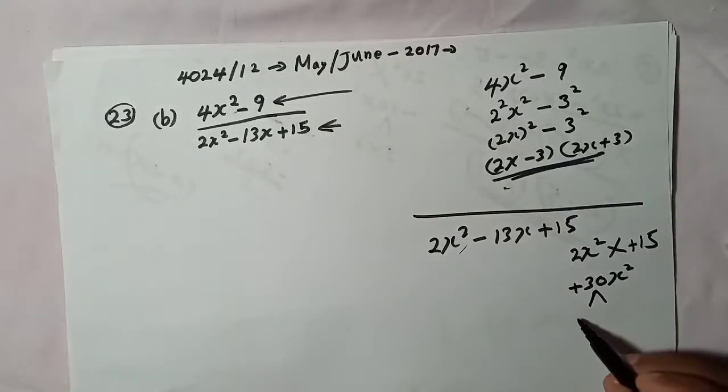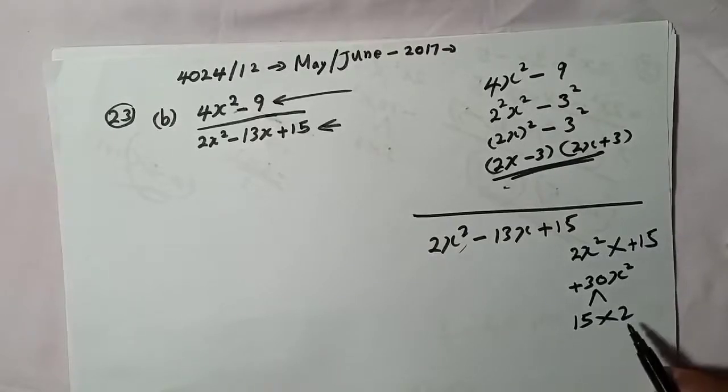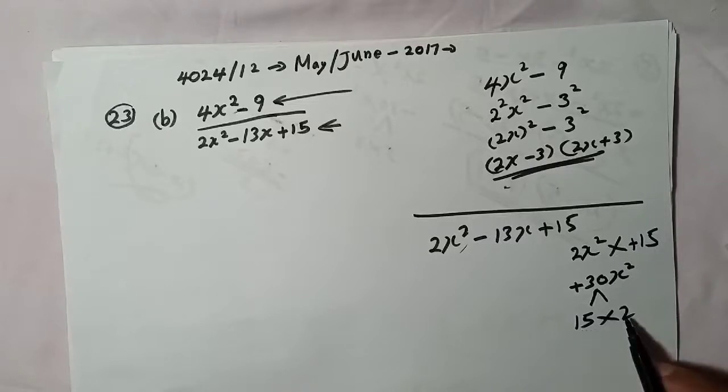So I can make here what, 15 into 2, right? With your experience you will feel these very quickly. 15 into 2. Now how can I put the sign here? That's a very important thing.